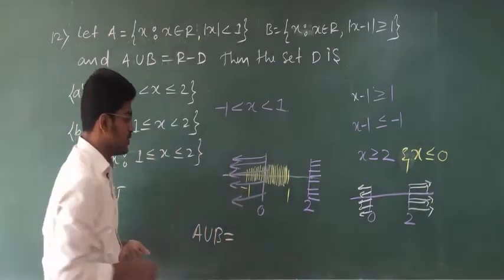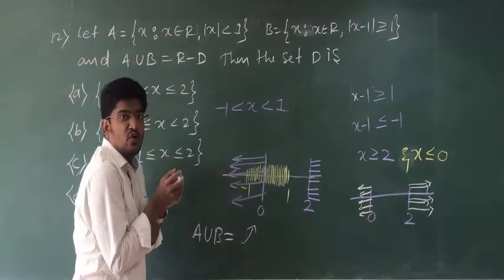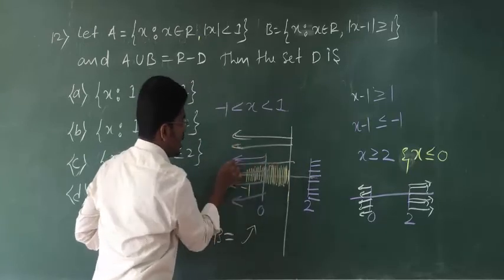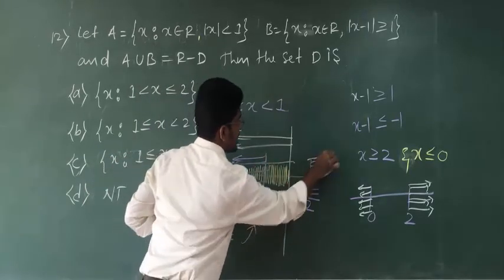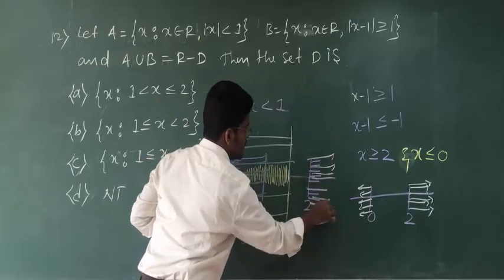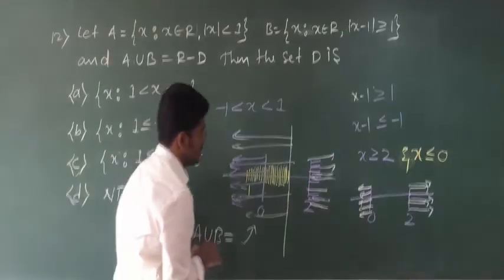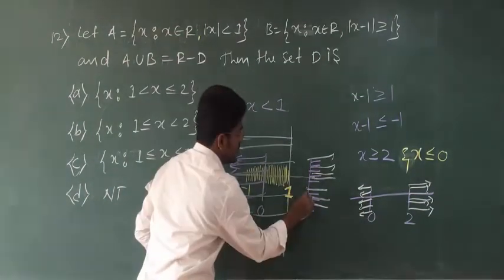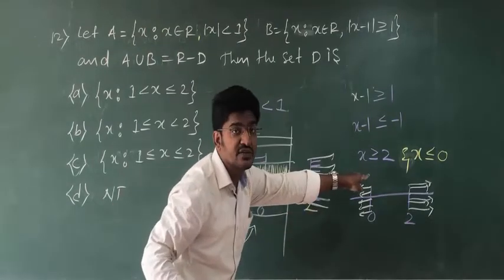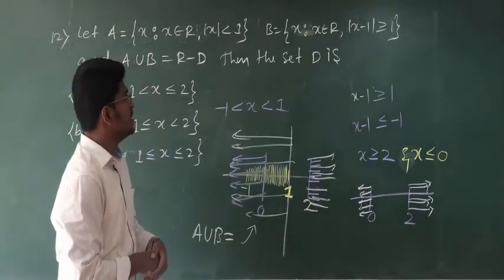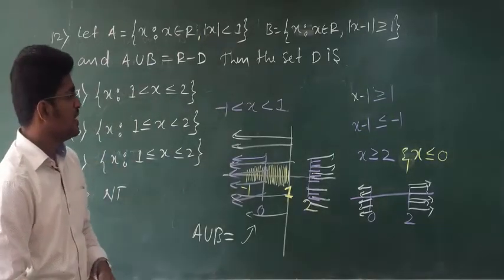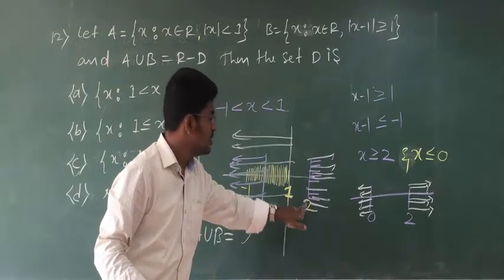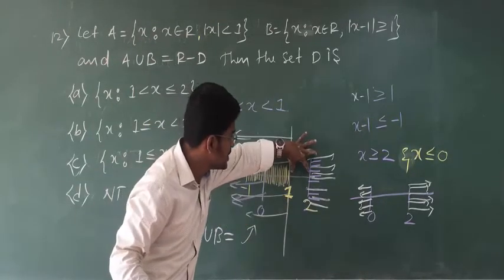what elements are you going to have? See this. In A union B, you are going to have the elements lesser than 1 and greater than 2, which is not present. See this. This is 1, open interval. This is 2, closed interval. Okay. So now from this, you understand that open at 1, closed at 2. That means 2 is included, 1 is not included from this particular length.